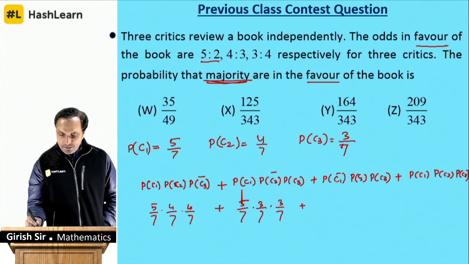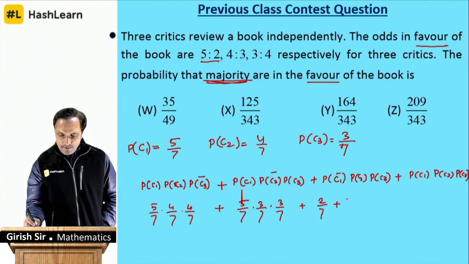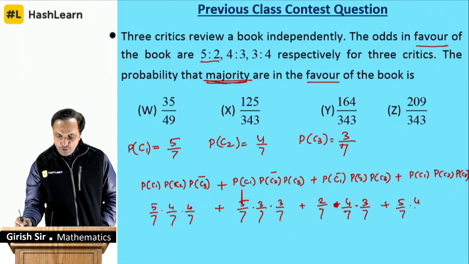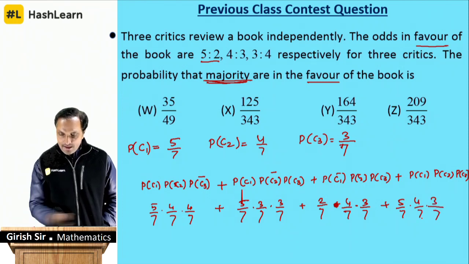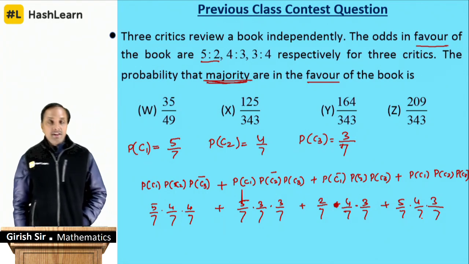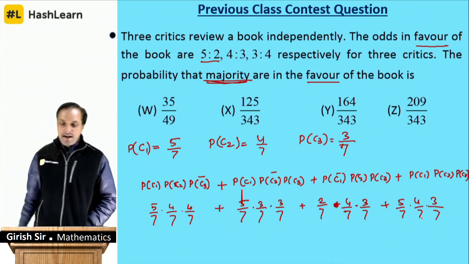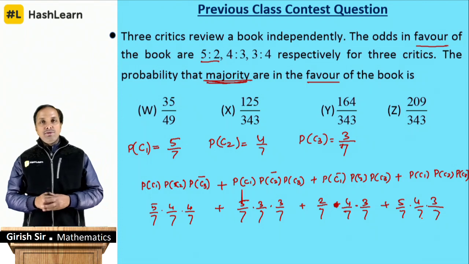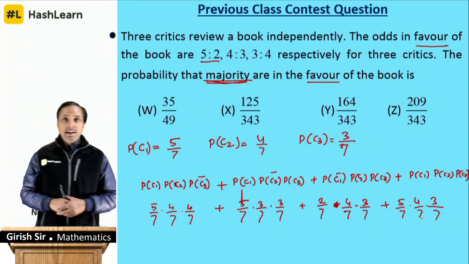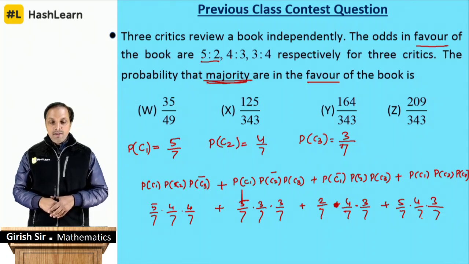This part will give you C1 bar, that will give you 2 by 7, plus 4 by 7 into 3 by 7, and these 3 majority terms are nothing but 5 by 7, 4 by 7 and 3 by 7. Just do the simplification. In the denominator you will have 343, and in the numerator just multiply and add them, and you will be able to get the final answer. Is that okay, guys? Hope you followed the problem.